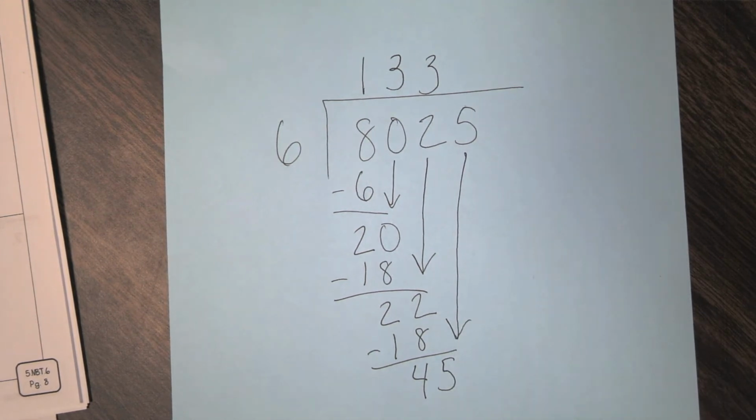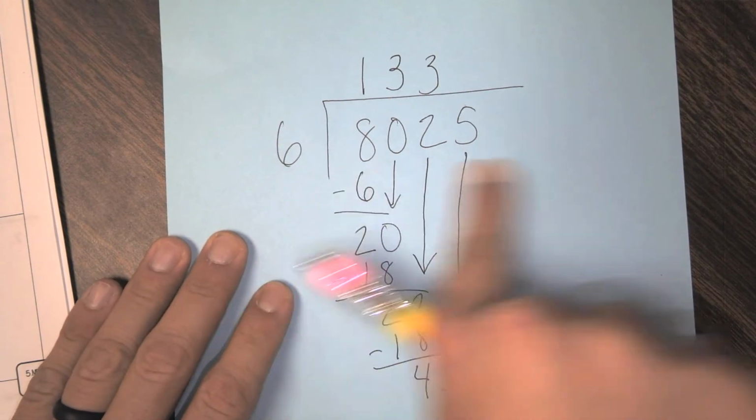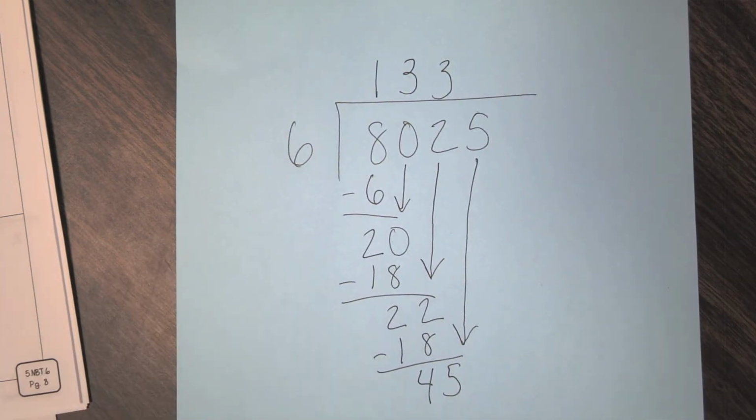So it's literally just step by step by step. You start with the first number, work your way to the right. It's a little time consuming, but it's literally just step by step. That's all division is. You just got to put the time into it.